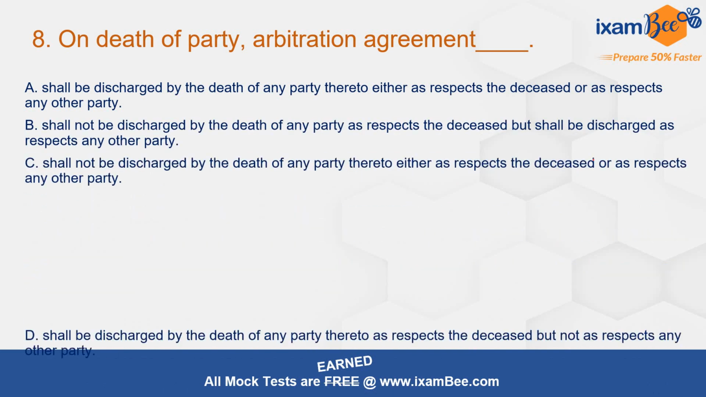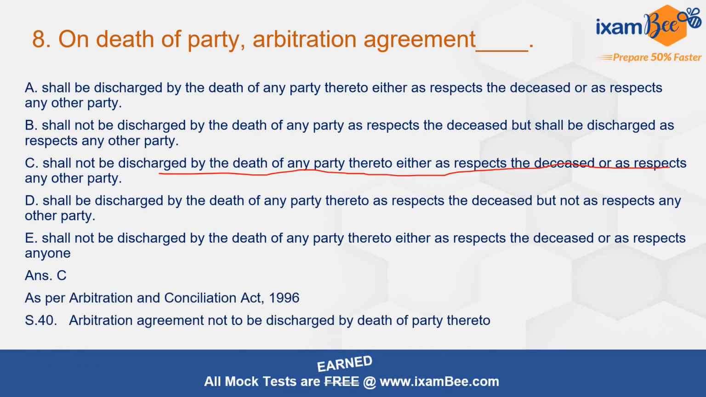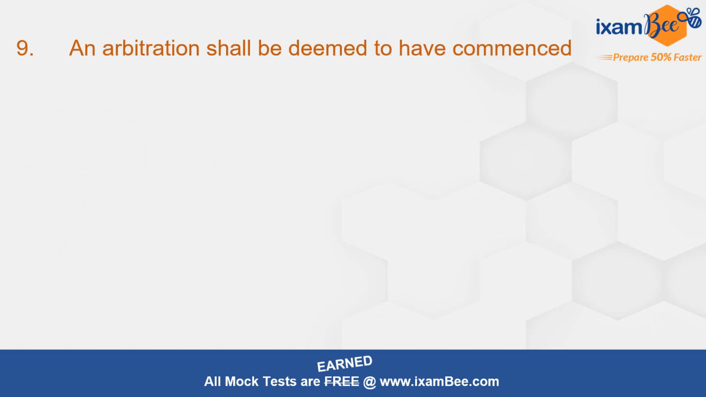On death of a party, क्या होगा arbitration agreement का? Correct answer here is option number C: shall not be discharged by the death of any party thereto, either as respects the deceased or as respects any other party. This is given under Section number 40. Arbitration agreement not to be discharged by death of party thereto.